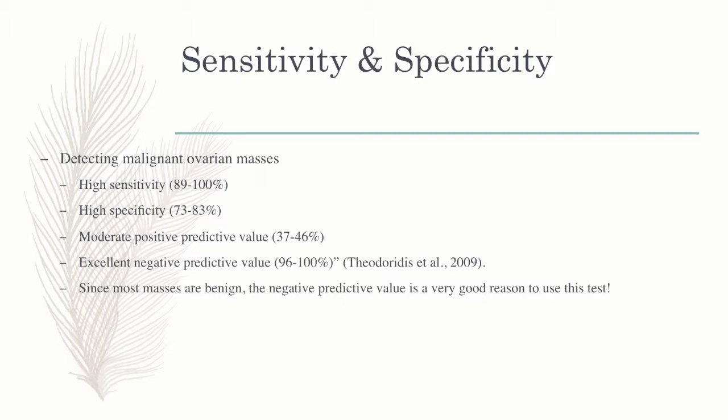So if the scoring system indicates a probable malignancy, the positive predictive value is just okay, 37 to 46%. So if there's a probable malignancy, it will be correct 37 to 46% of the time. The negative predictive value is really, really good on this test. So 96 to 100%. So if it's a benign mass, this is actually correct 96 to 100% of the time. So this is a really, really good reason to use this test, especially since most of these masses are benign.